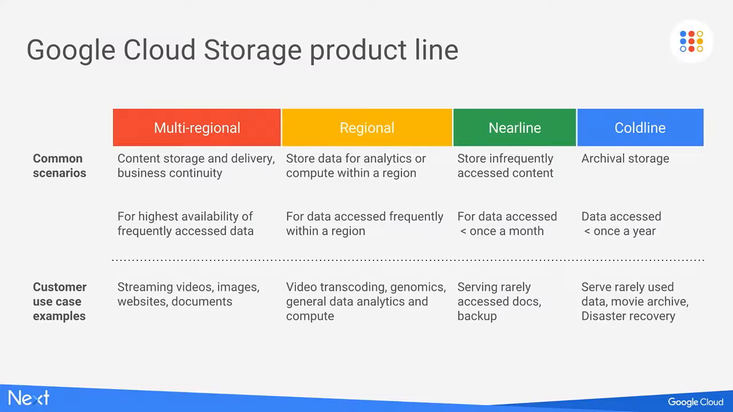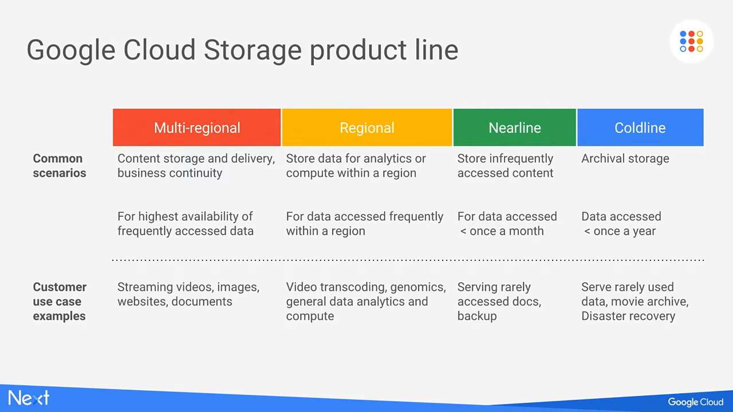GCS today has 4 main storage classes, and I'll walk through all of them in detail throughout this presentation. Starting from left to right, the hottest one is multi-regional storage. It's built for content storage and delivery. It's geo-redundant, so it's perfect for business continuity. If a single region in GCS goes down or something happens to that region, you don't need to worry about it. We'll keep serving your requests because your data is geo-redundant across 2 or more regions within a multi-regional location. We see customers use that storage for streaming videos, serving images, website content and documents.